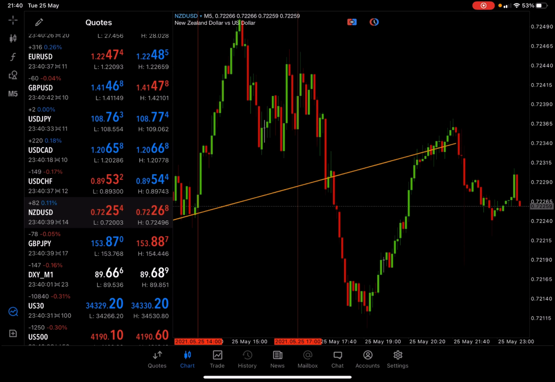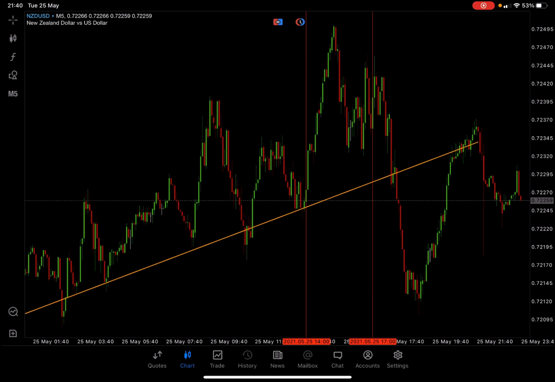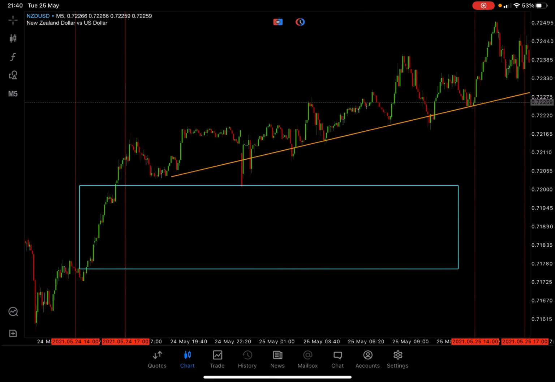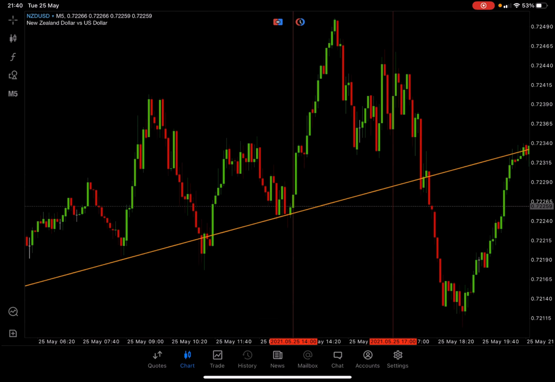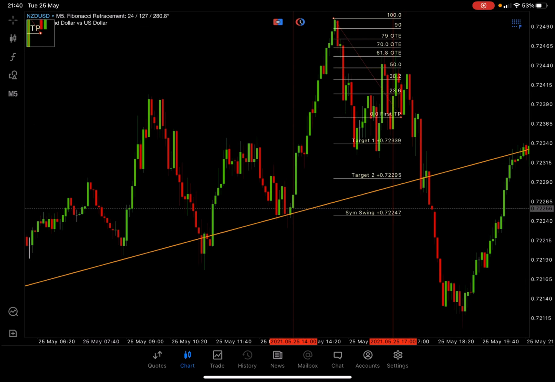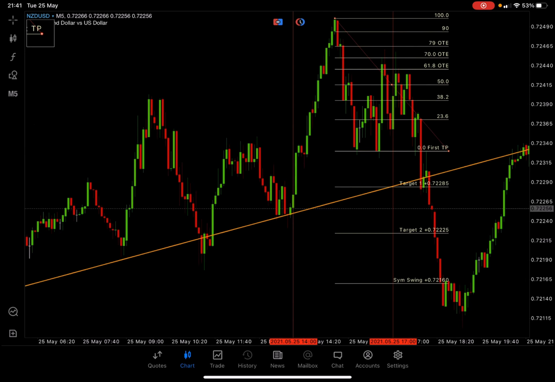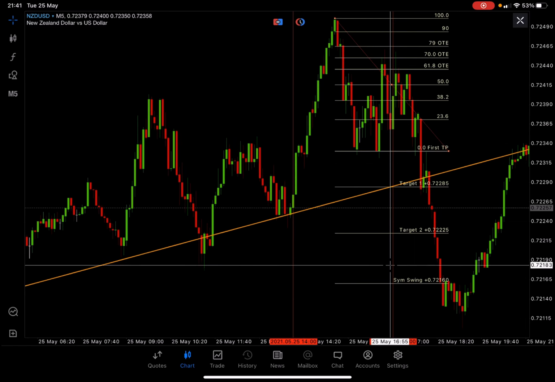What else we got? Oh, it's getting long now. So as you can see here, nice support running up, nice liquidity box sitting below. So we are looking for a sell setup, and we are looking for an optimal trade entry, and there you have it. Entry here, stop loss here, take profit down here.